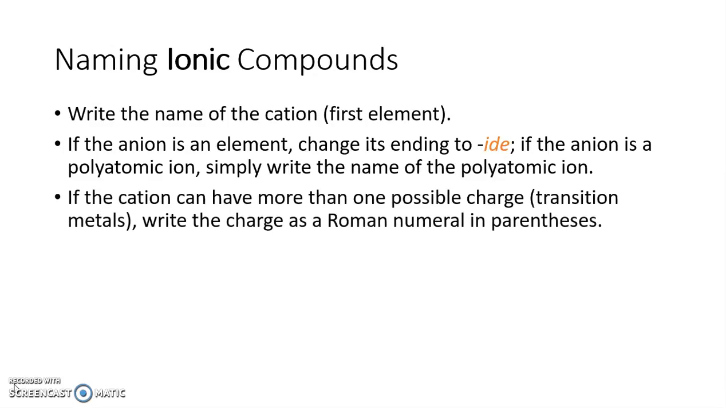Okay, if the cation can have more than one possible charge, like our transition metals, some of them can be +1 and +2, or they can be +2 or +3. So in those cases, we want to write the charge in the center with a Roman numeral so that we know which particular ion we're referring to.